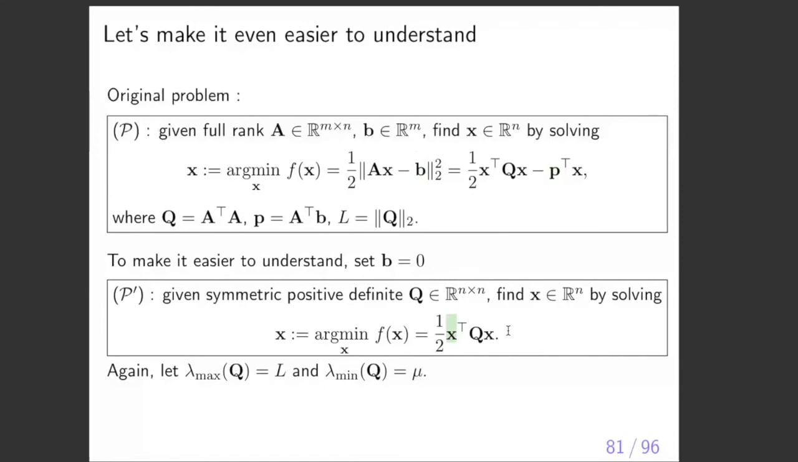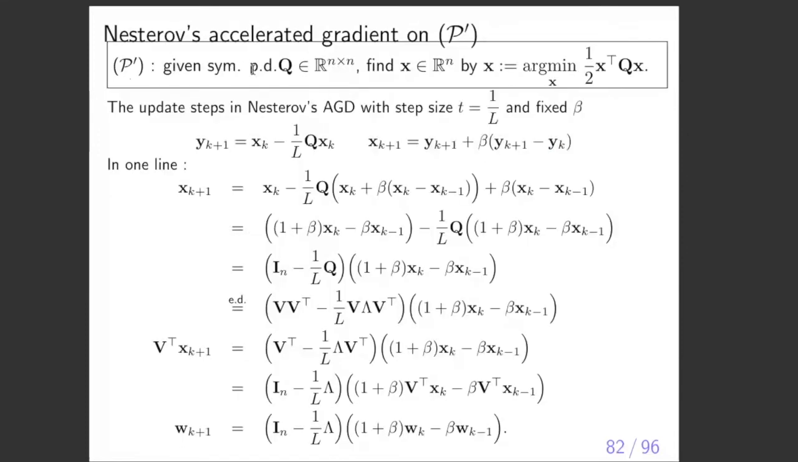Well, just 0. Given a symmetric positive definite Q, find the x that minimizes this. Of course, we know x will be 0. But let's see what happens in the Nesterov gradient. So this is the Nesterov gradient. This is the gradient step. This is the extrapolation step. First, this is the Nesterov gradient in one line.